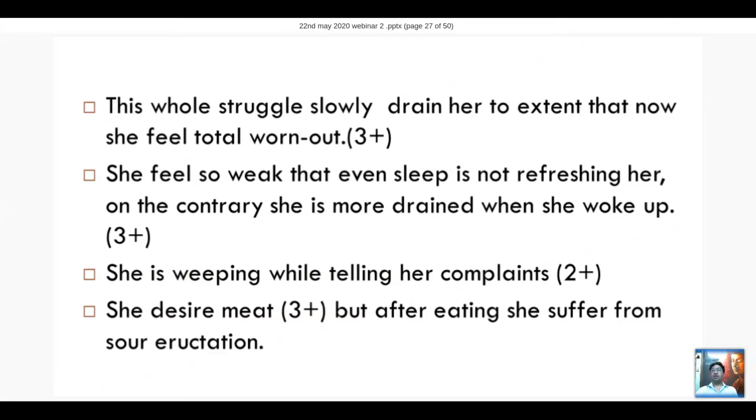On the contrary, she is more drained when she wakes up in the morning, 3 plus. She is weeping while telling her complaint, 2 plus. And there is a desire for meat, 3 plus. But after eating, she suffers from sour eructation. Now, in this case, we are having an essence of one remedy.